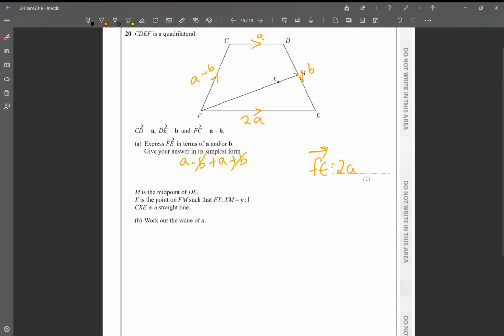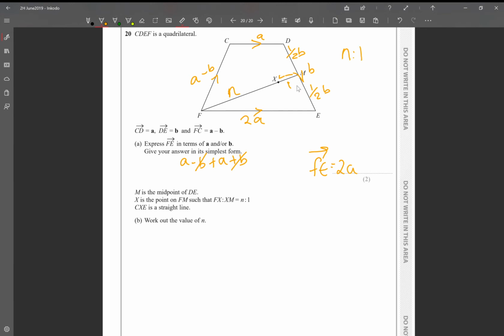So M is a midpoint of DE. This is the M underneath my little arrow there. So that's the midpoint, which means that D to M is half B, and M to E is also half B. Then it says X is the point on FM such that FX to XM is n to 1. We haven't been given numbers. We've been told that F to X is n, and X to M is 1. So the ratio is that.